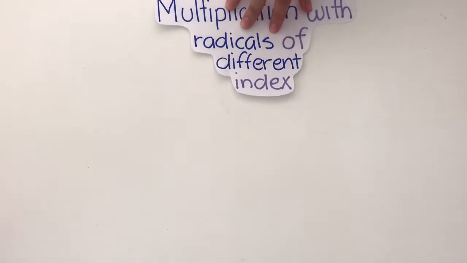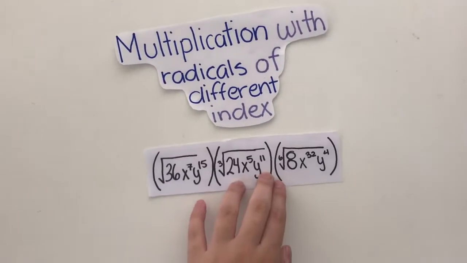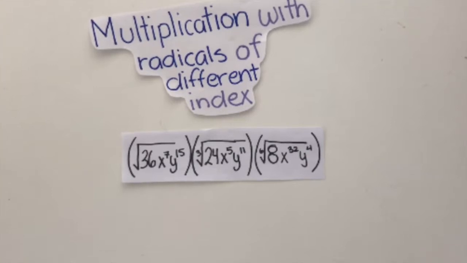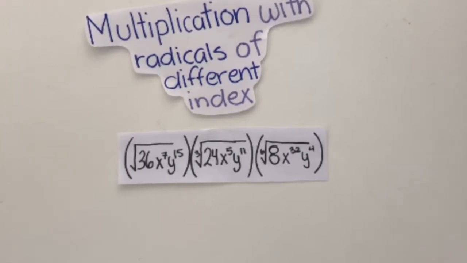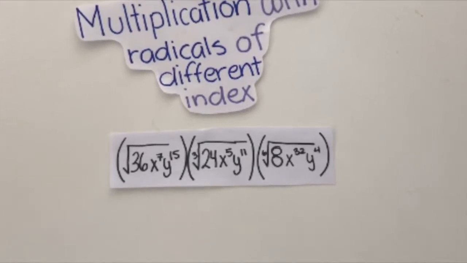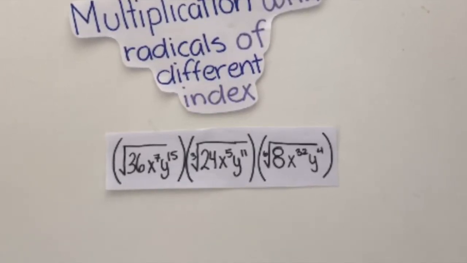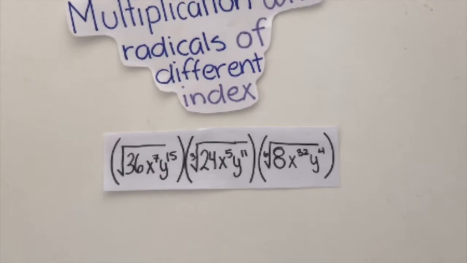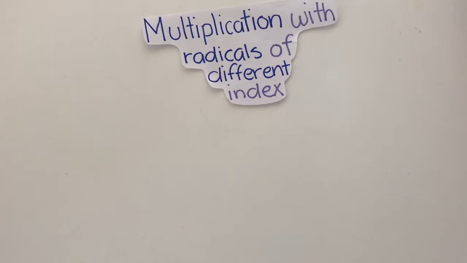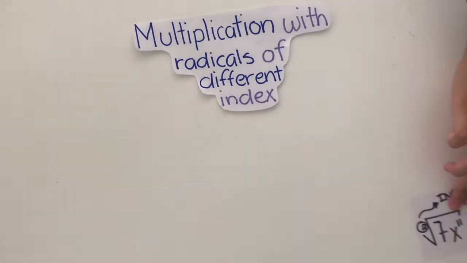The next topic is multiplication with radicals of different index. This is the problem: the square root of 36x⁷y¹⁵ times the cube root of 24x⁵y¹¹ times the sixth root of 8x³²y⁴. First, we need to get rid of the radical. We're going to explain how to do this with a simpler problem.